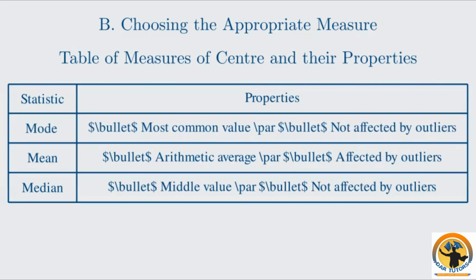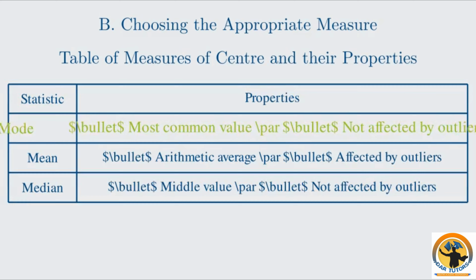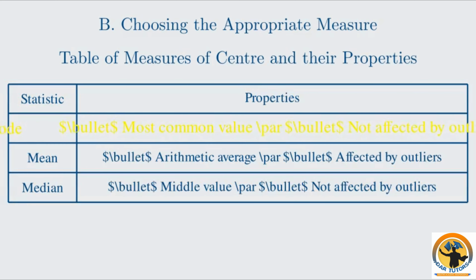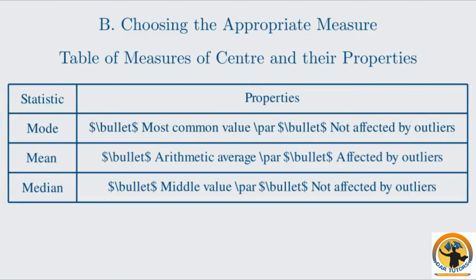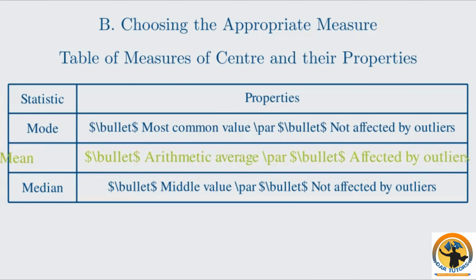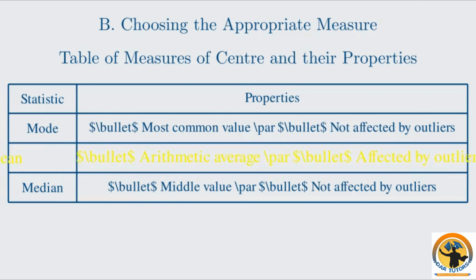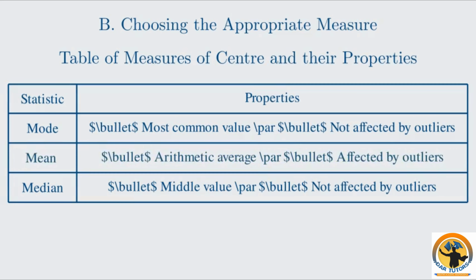The mode gives the most common value and is not affected by outliers. This makes it useful for categorical data like shoe sizes to identify the most popular item. The mean is a balancing point of the data. It's the most commonly used, but as we saw, it's highly sensitive to extreme values. This can be a weakness.